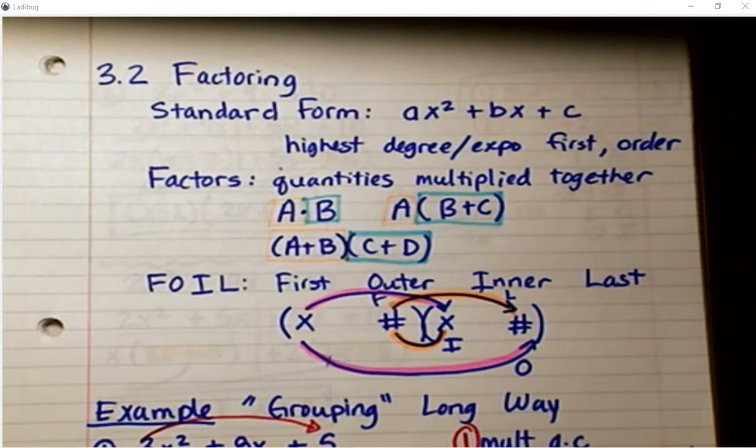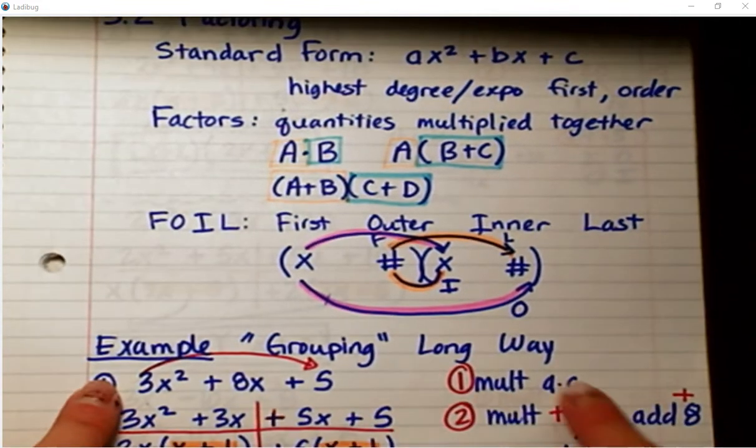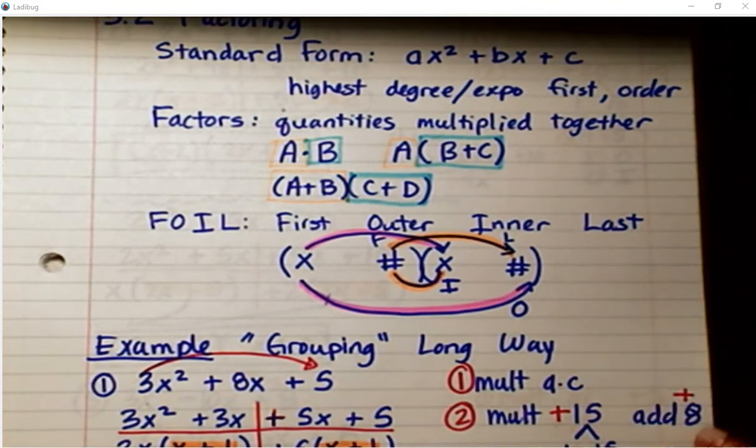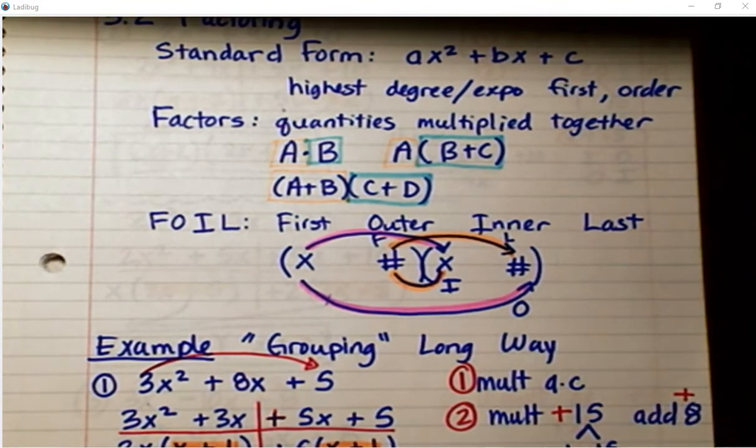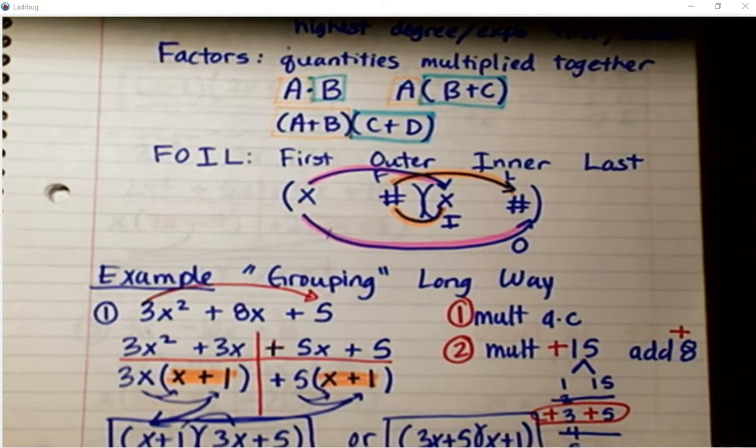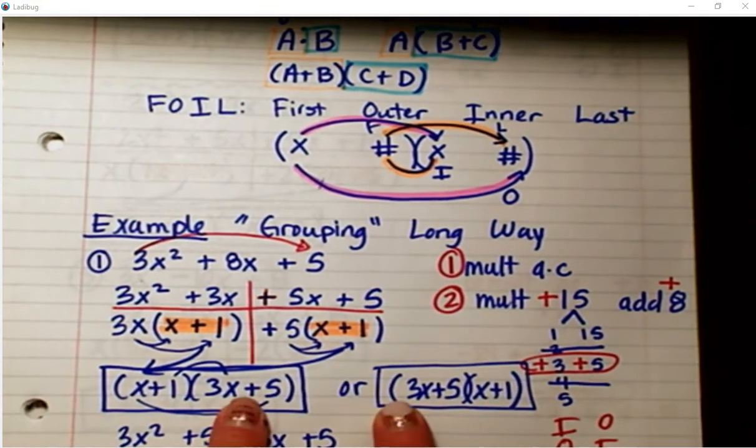All right, so we started factoring trinomials. Highest degree is first. So we did grouping where we multiply to AC and we add to the middle term. We group it, we GCF, we put it together. Notice that the order doesn't matter.